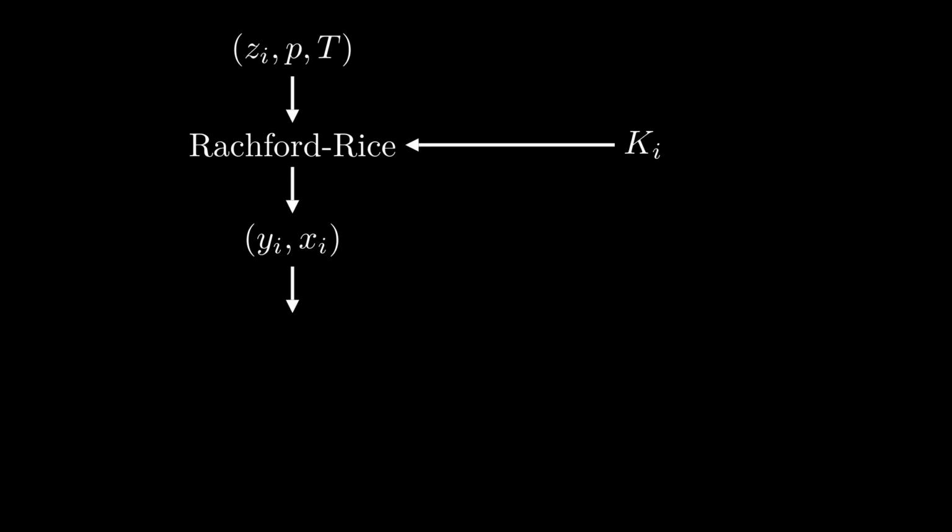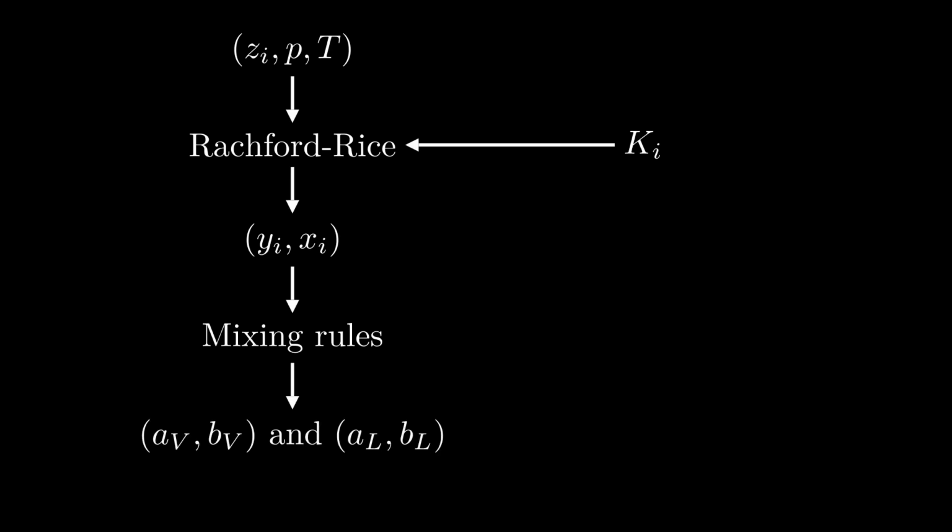With the equilibrium compositions, we can use a set of mixing rules to give us the vapor and liquid EOS A and B parameters. Now these are really important because we can use this together with the EOS to give us the fugacities of each phase and also the volumes or Z factors of each phase.